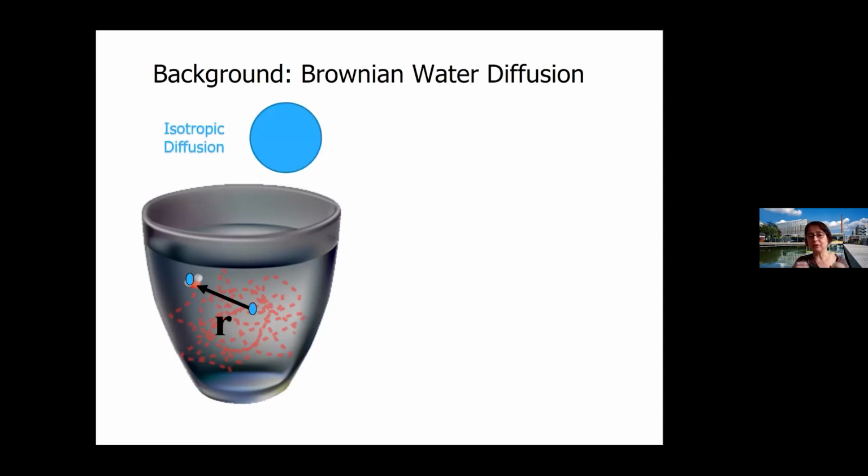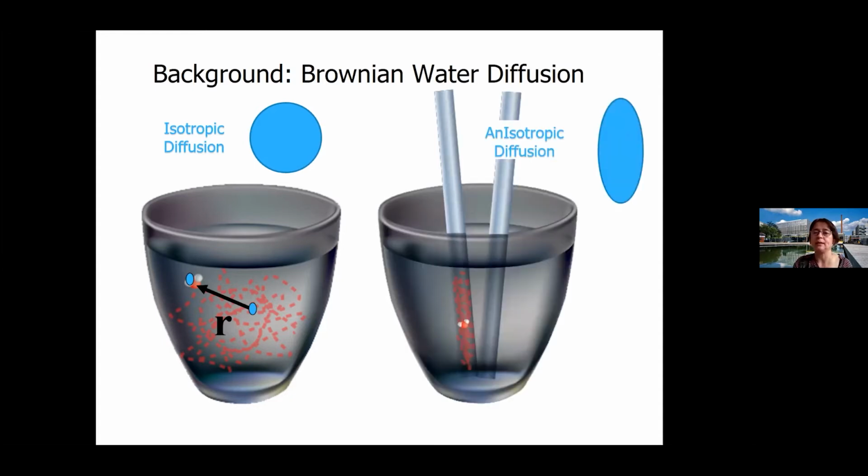And we could consider diffusion as the distance that a molecule moves, the probability that the molecule moves a given distance after a given time. It also depends on temperature and the type of fluid. So if we are in the middle of a glass of water, any direction has the same probability to happen. However, if we put some straws in this glass of water, then our diffusion becomes anisotropic.